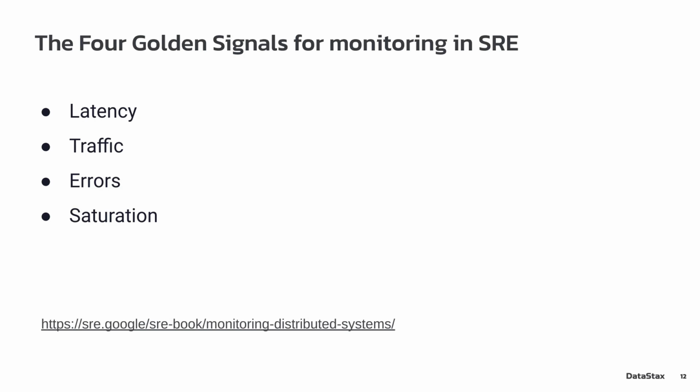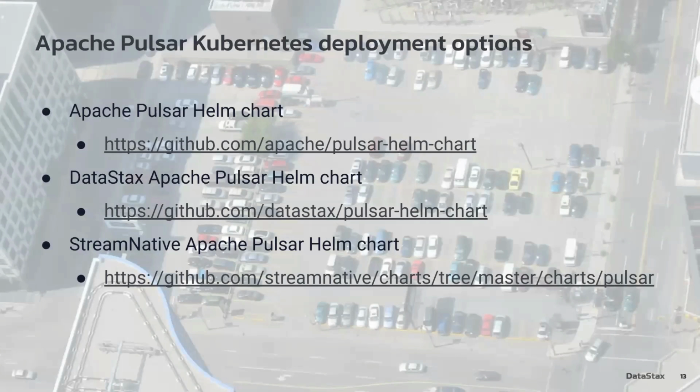So then going into the Apache Pulsar deployment options, there are multiple different open source Helm charts for deploying Apache Pulsar. So the one in the Apache Pulsar project, DataStax has an Apache Pulsar Helm chart, and StreamNative has an Apache Pulsar Helm chart.